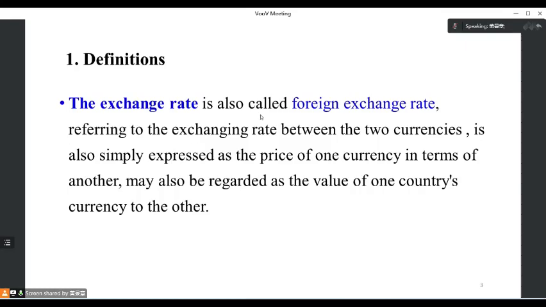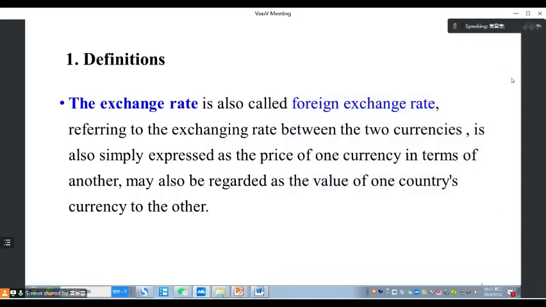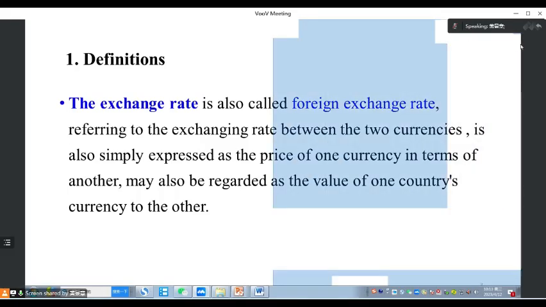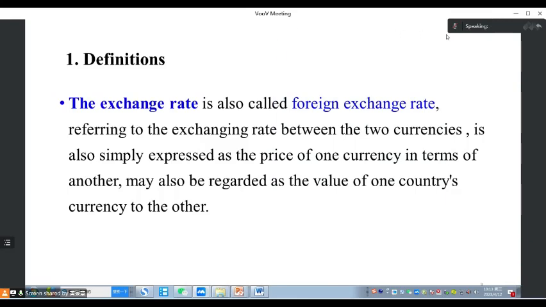The exchange rate is also called a foreign exchange rate, referring to the exchange rate between the two countries. It is also simply expressed as the price of one currency in terms of another. It may also be regarded as the value of one country's currency to the other.